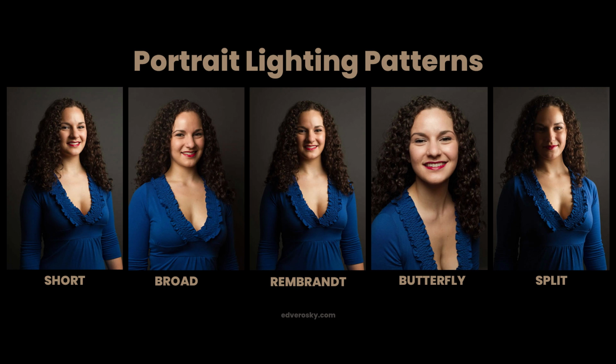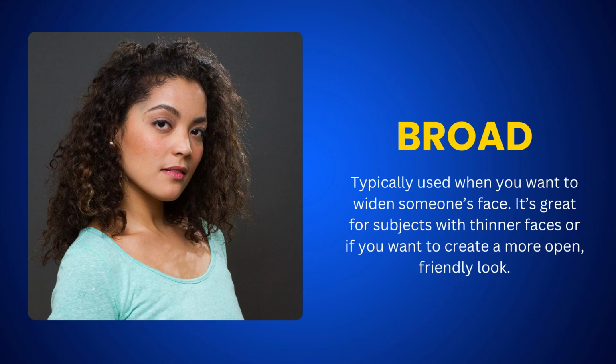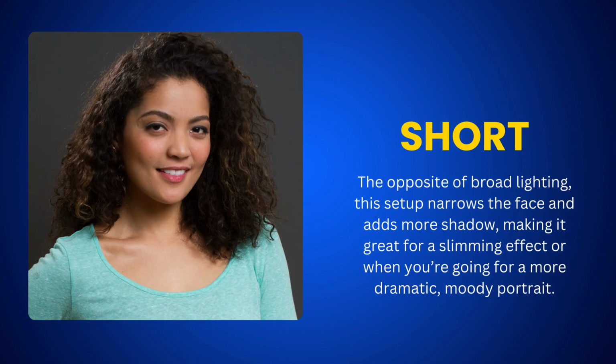Let's start with broad lighting. This is typically used when you want to widen someone's face. It's great for subjects with thinner faces, or if you want to create a more open, friendly look. Short lighting is kind of the opposite of broad lighting, and this setup narrows the face and adds more shadow, making it great for a slimming effect or when you're going for a more dramatic, moody portrait.